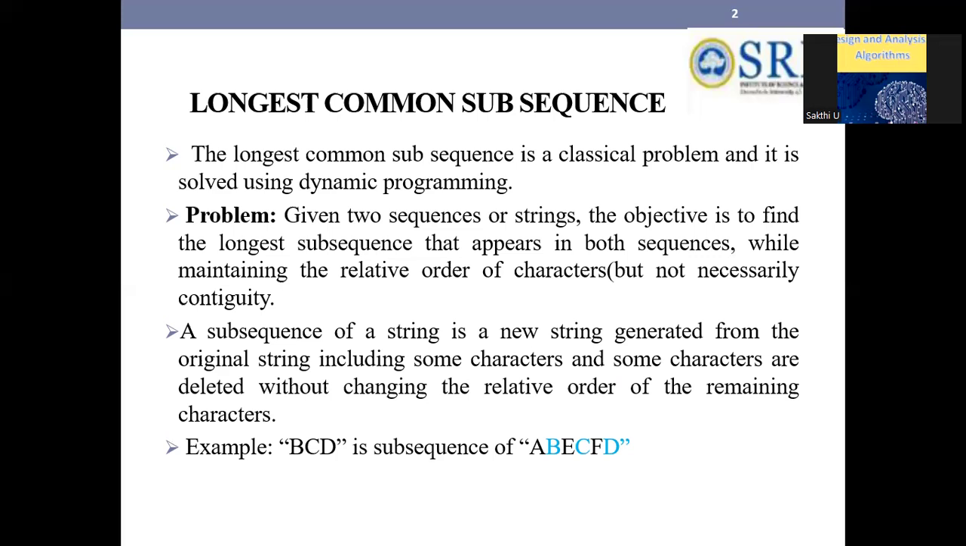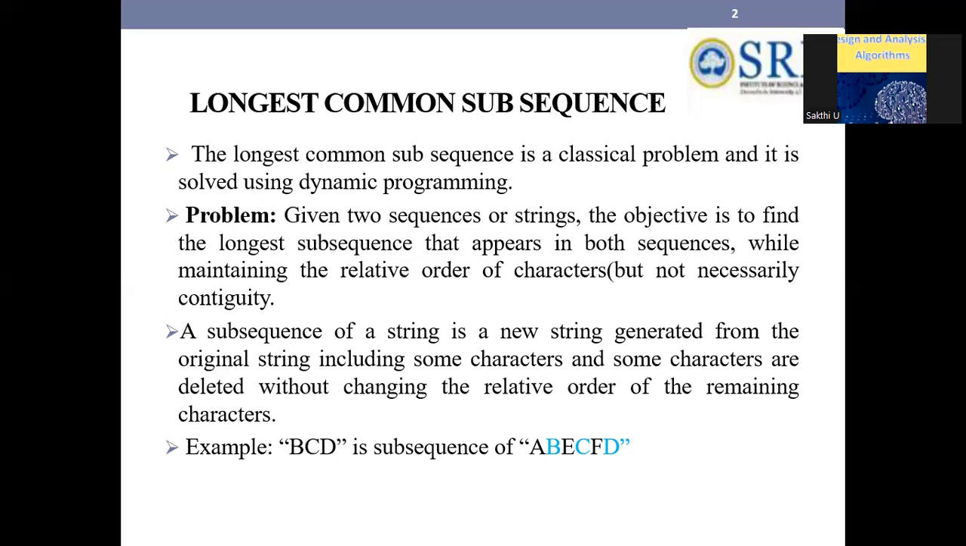For example, BCD is a subsequence of ABECFD. Here the given string is ABECFD, a sequence of characters. So we are taking the subsequence BCD. Here A, E and F are deleted, and the order of the characters in the subsequence is the same as in the given string: B, then C, then D. For example, CB is not a subsequence because CB is not in the same order in the given string.